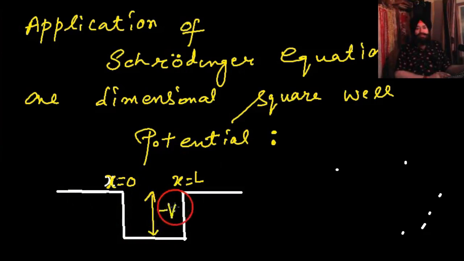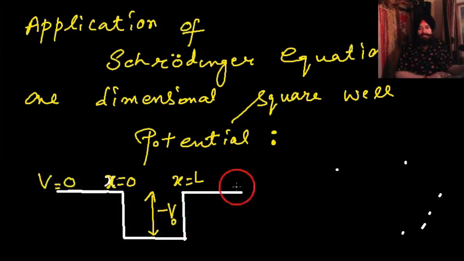Now what is the depth of the well? It is measured in terms of the potential energy. And potential energy is minus V naught. Potential energy is negative, minus V naught.